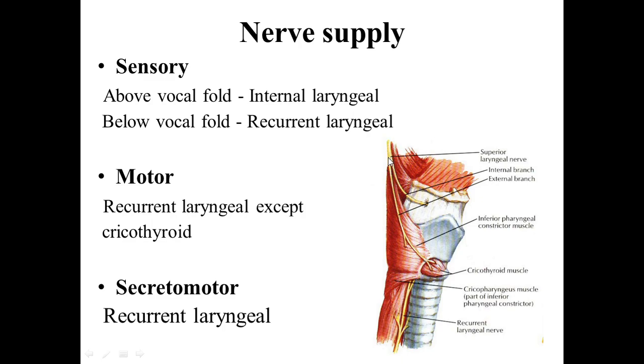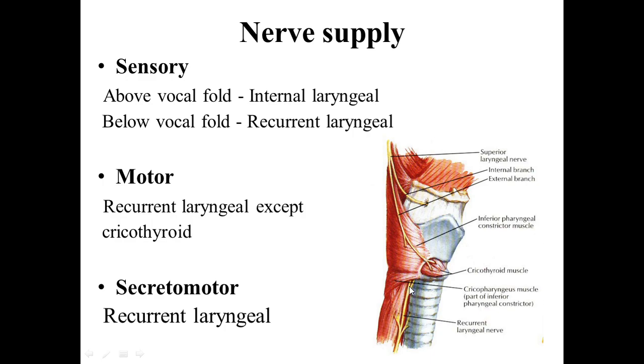Okay. So the internal laryngeal nerve pierces the thyrohyoid membrane and supplies the mucous membrane of the larynx above the level of the vocal fold, while below the level of the vocal fold, the mucous membrane is supplied by the recurrent laryngeal nerve. This is the recurrent laryngeal nerve. So, above the level of the vocal fold, the sensory supply is by the internal laryngeal nerve, and below the level of the vocal fold, the sensory supply is by the recurrent laryngeal nerve.